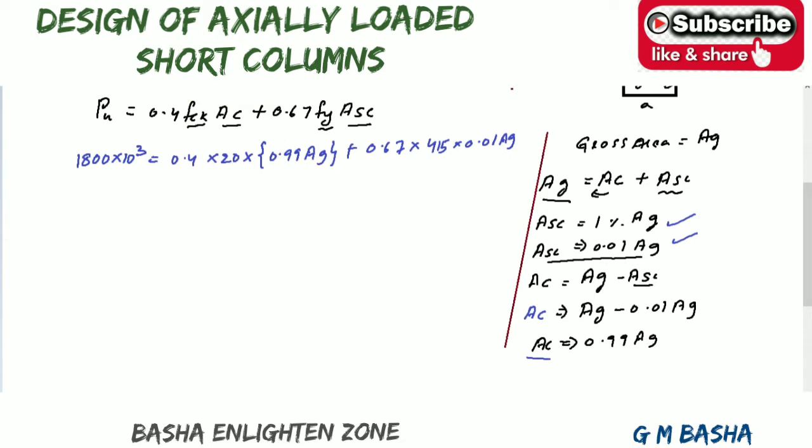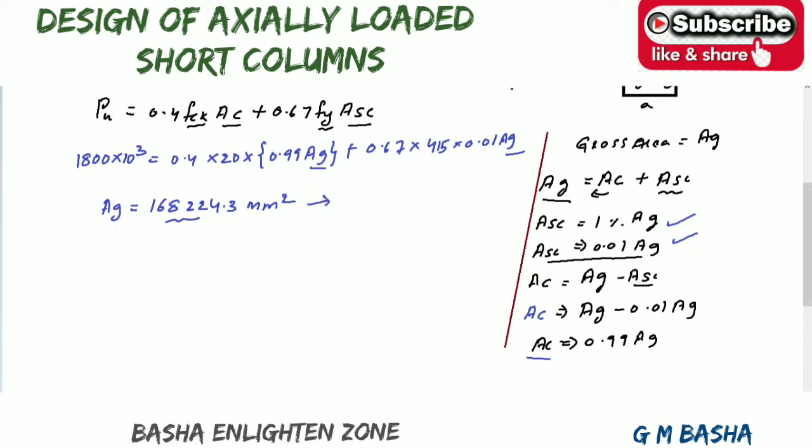Then simplify this one. Here the value Ag will be there, which is unknown here. If you simplify this one by using your calculators, you will get Ag value will be equal to 16822.43 mm square, which is in some approximation. So approximately you will get around this value. Whatever value you get, take down that value as it is.